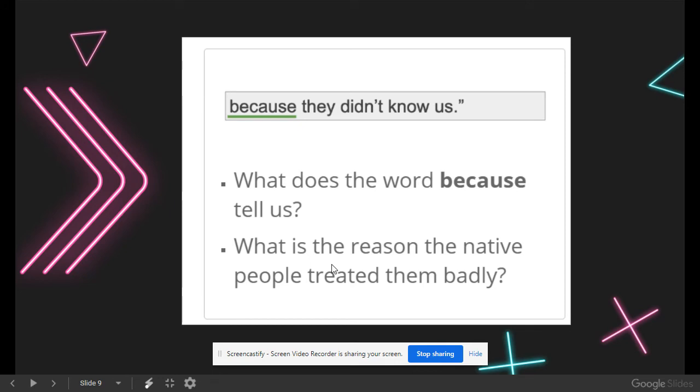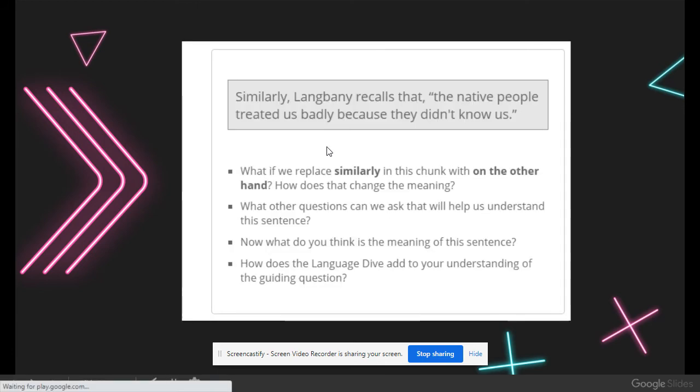They were treated badly by the native people because they didn't know them. They saw these refugees coming into their village and just assumed that they were poor and not educated, so they treated them badly without knowing who they were. Now let's look at it as a whole.